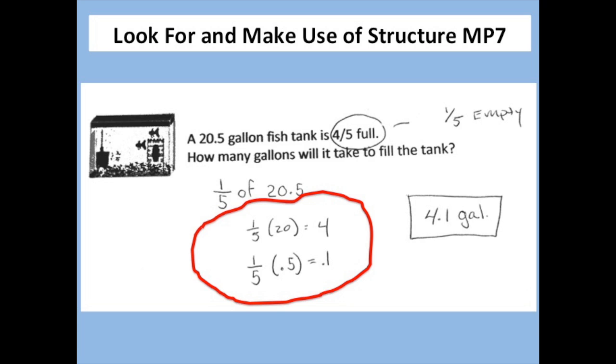If you are thinking structurally, you're trying to create calculation shortcuts. You're using what you know about how numbers are put together and taken apart, and you leverage that to make calculations easier, like this student did, by thinking of 20.5 as 20 and 0.5.